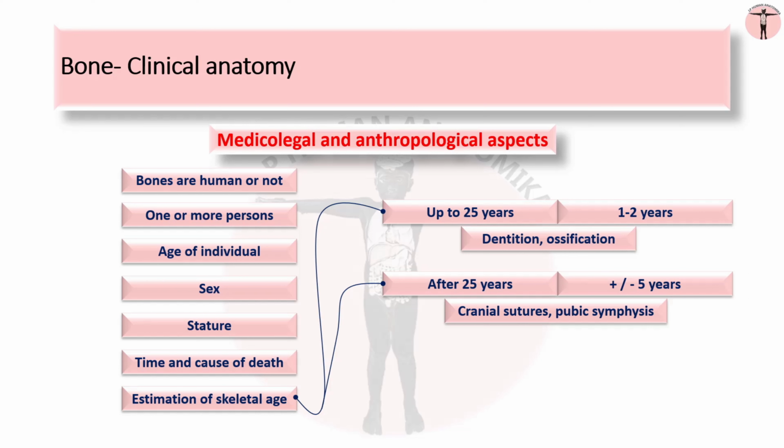In general, there is a difference in appearance of secondary centers and fusion of the epiphysis in males and females. In females, it occurs about 1 or 2 years earlier than in males.